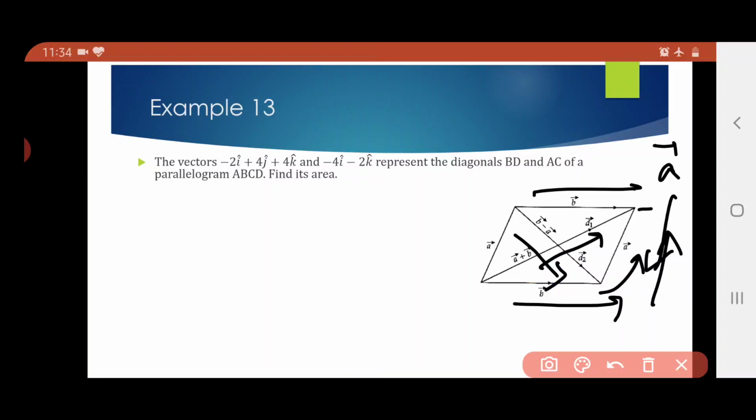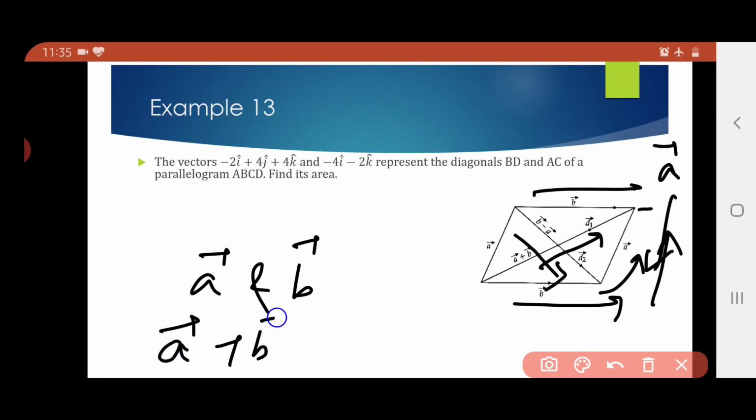So therefore, if A vector and B vector are the sides of the parallelogram, then the diagonals are represented by the sum of the sides and the difference of the sides. Fine. So now, if we are clear about this geometry, then let us see how to make use of the diagonals to find the area of the parallelogram.